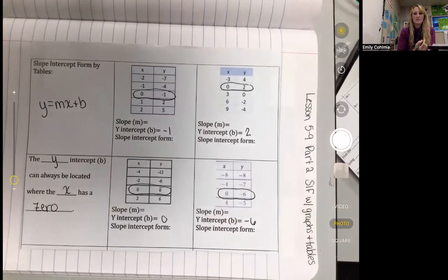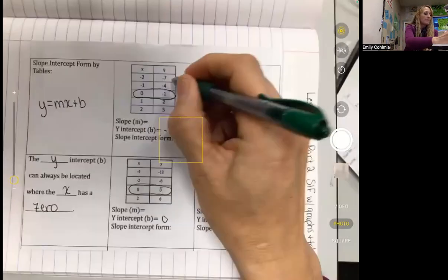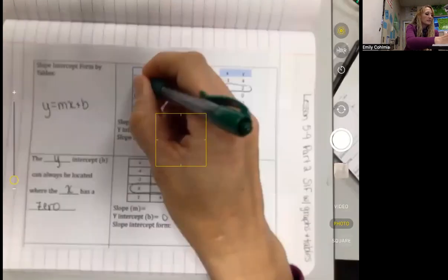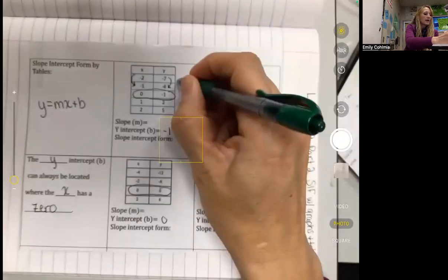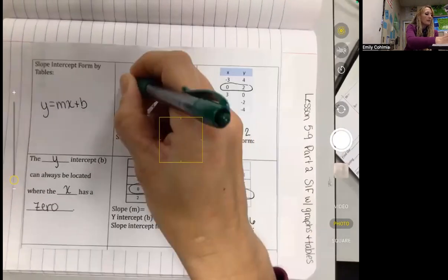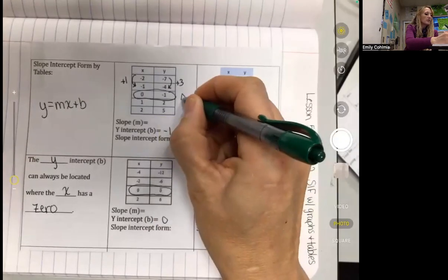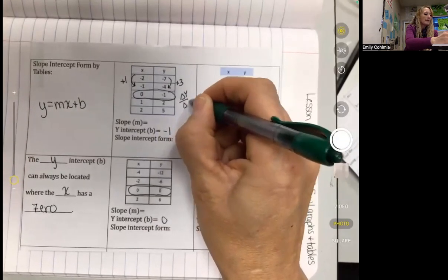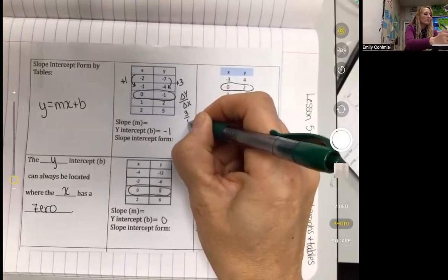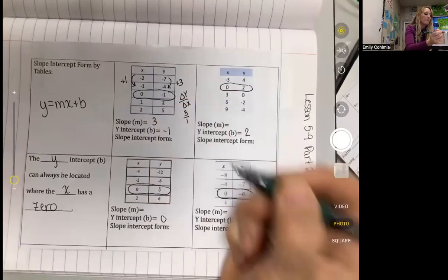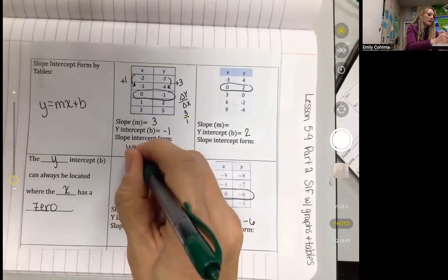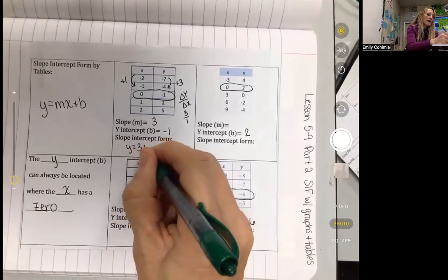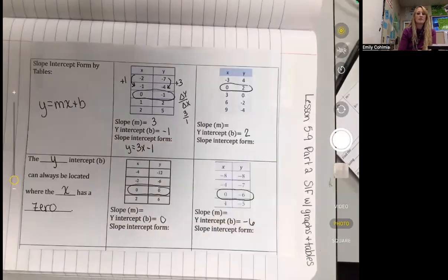The second part then is just finding the slope. This is what we've been doing. We've been finding slope. So remember delta y over delta x. So we're going up by 3 and up by 1. So change in y over change in x is 3 over 1. So our slope here is 3. So y equals mx plus b, 3x minus 1 is our equation.